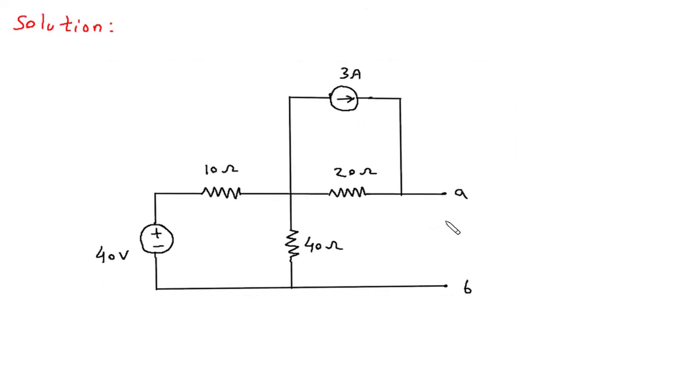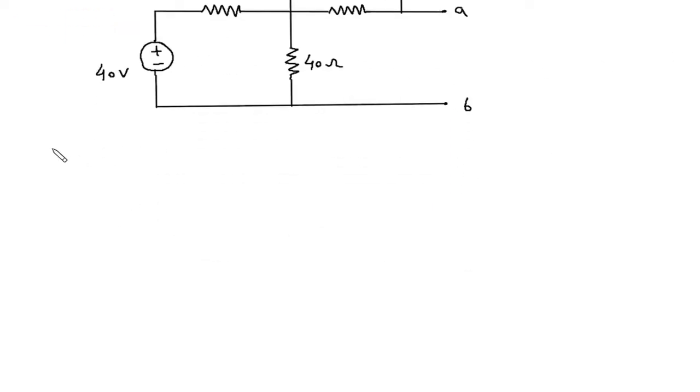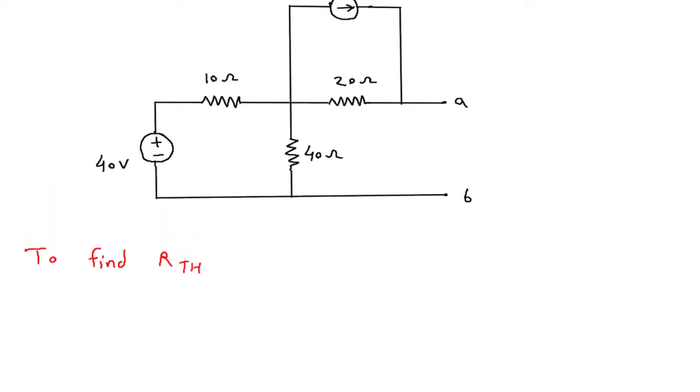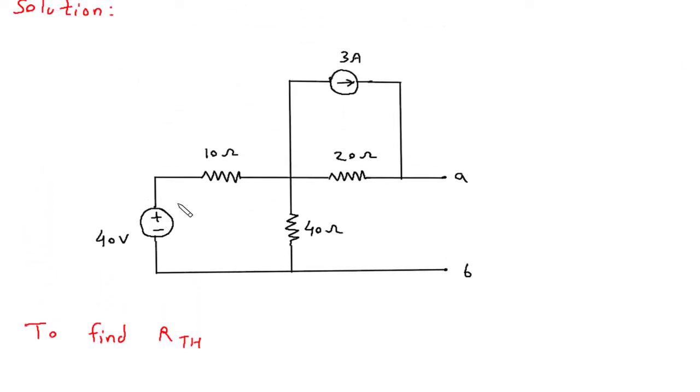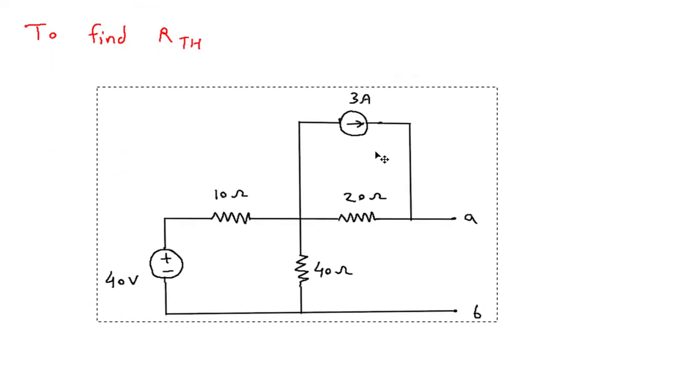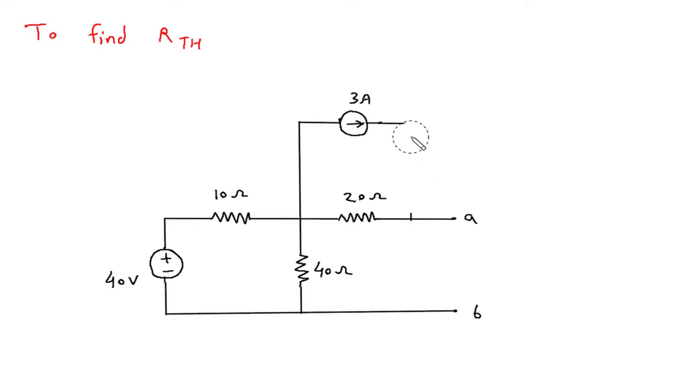Now to find RTh, we will short circuit the voltage source and open circuit the current source. This will be open circuited because this is a current source, and this will be short circuited because this is a voltage source, and this will be RTh.